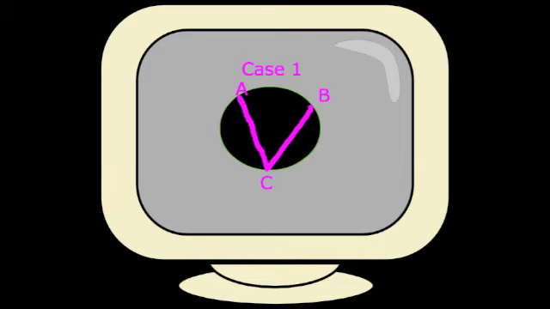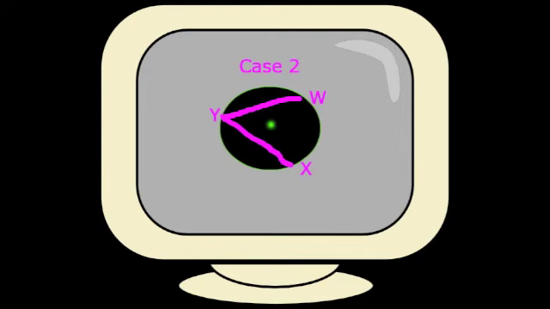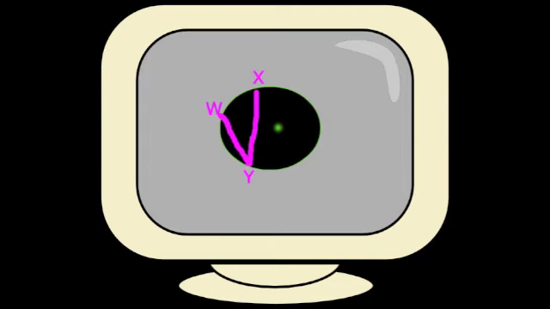This is the inscribed angle theorem. The measure of an inscribed angle is half the measure of its intercepted arc, and this is case 1 for that theorem. This is case 2 for the inscribed angle theorem. This is case 3 for the inscribed angle theorem.